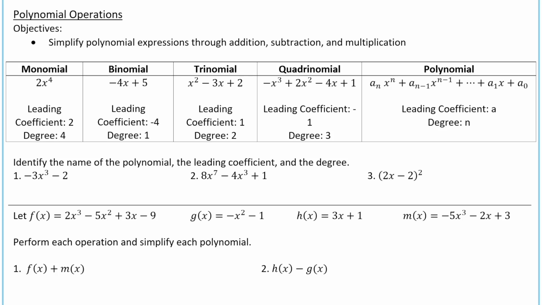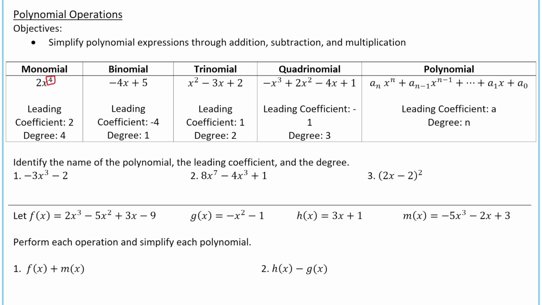In this video, we are going to learn about polynomial operations, as well as some of the vocabulary that we need to know with polynomials. So here we have a monomial, and the things that we should know are leading coefficient and degree. So the degree of this polynomial is 4, as it is the highest exponent.